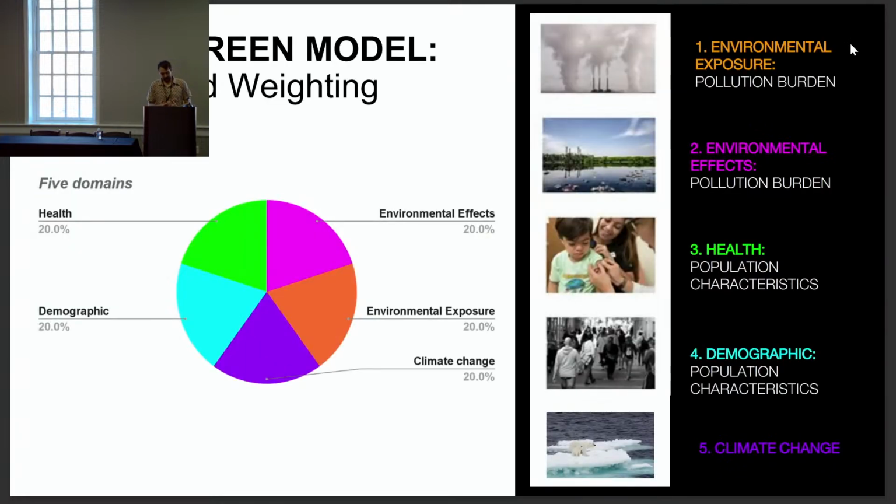So how did we develop this score? It's a product of the CalEnviroScreen. So we use the methodology with some changes from the CalEnviroScreen, which equivalently weights all of the environmental justice concerns. So as I mentioned, those are environmental exposure, environmental effects, health, demographics, and then we added one specifically to reflect climate change.